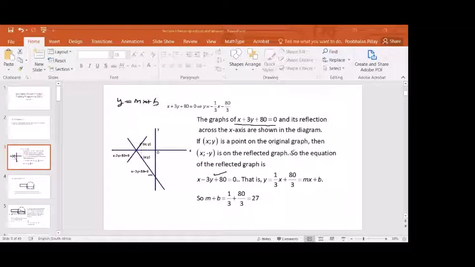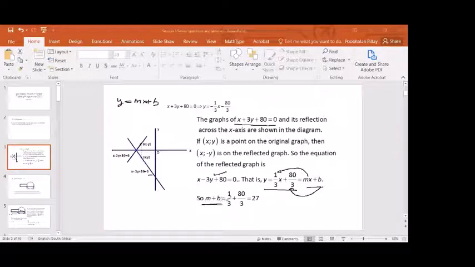So you have to rewrite this in the form y equals mx plus b. When you make y the subject, you'll see that you get this, and that is your mx plus b. So the value of m is 1/3, and the value of b is 80/3. And the question was actually to find m plus b.